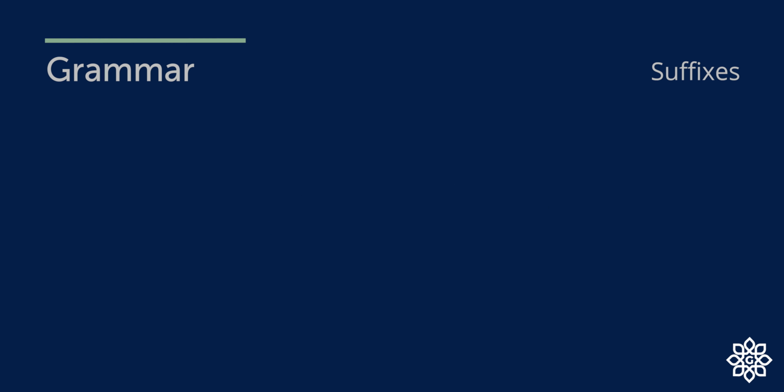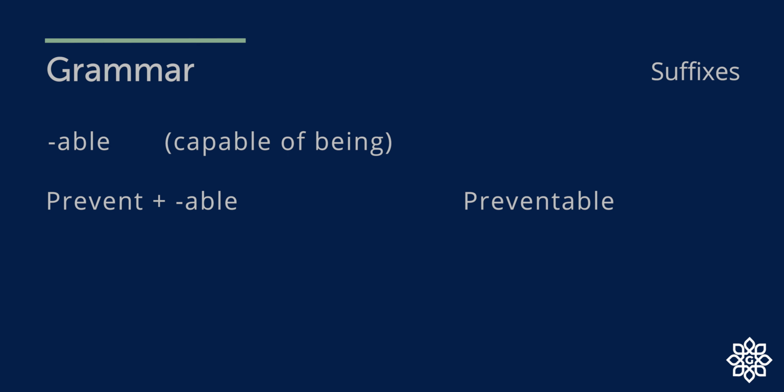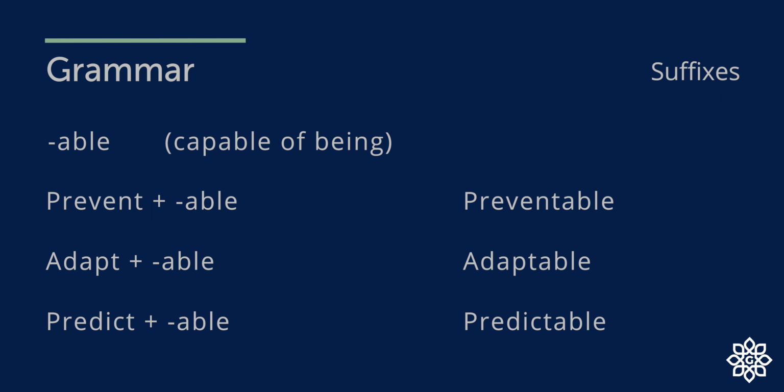Let's look at the suffix able. Able means capable of being. So when you add able to the word prevent, it becomes preventable. When you add it to adapt, it becomes adaptable. So he is capable of adapting. Predict, predictable. It can be predicted.